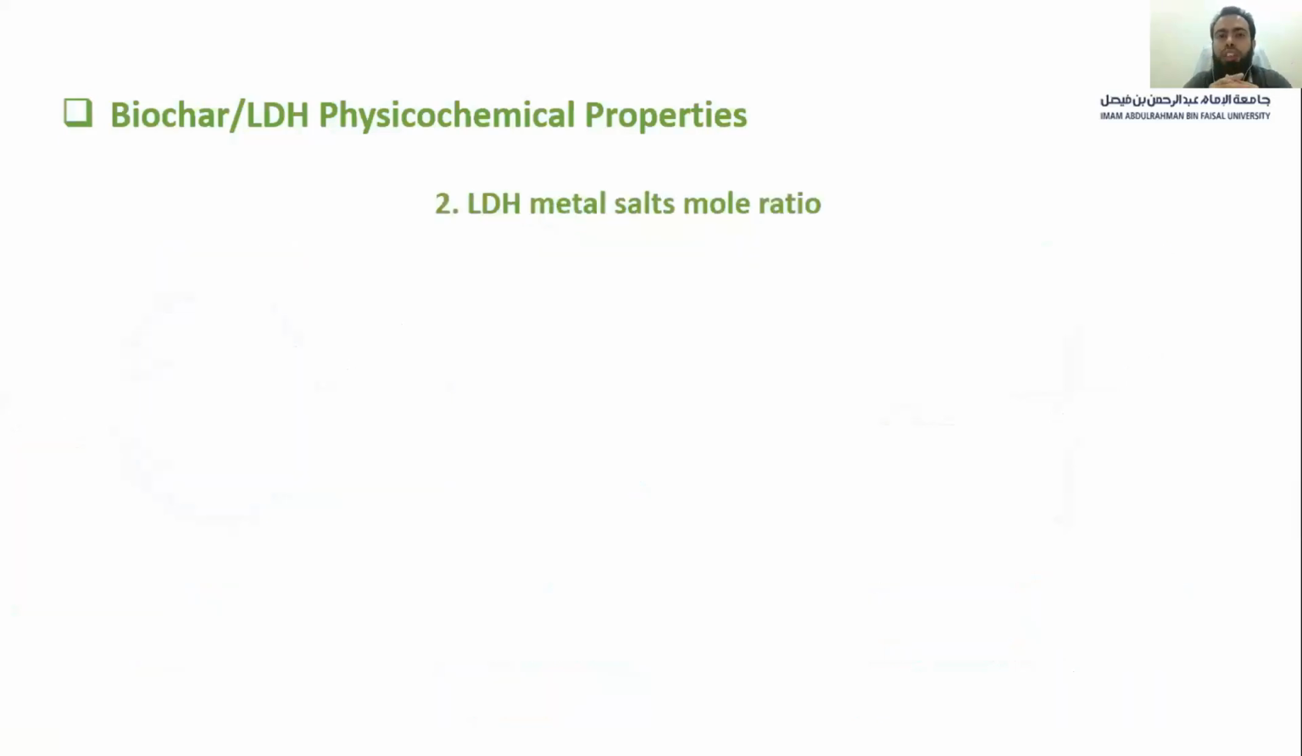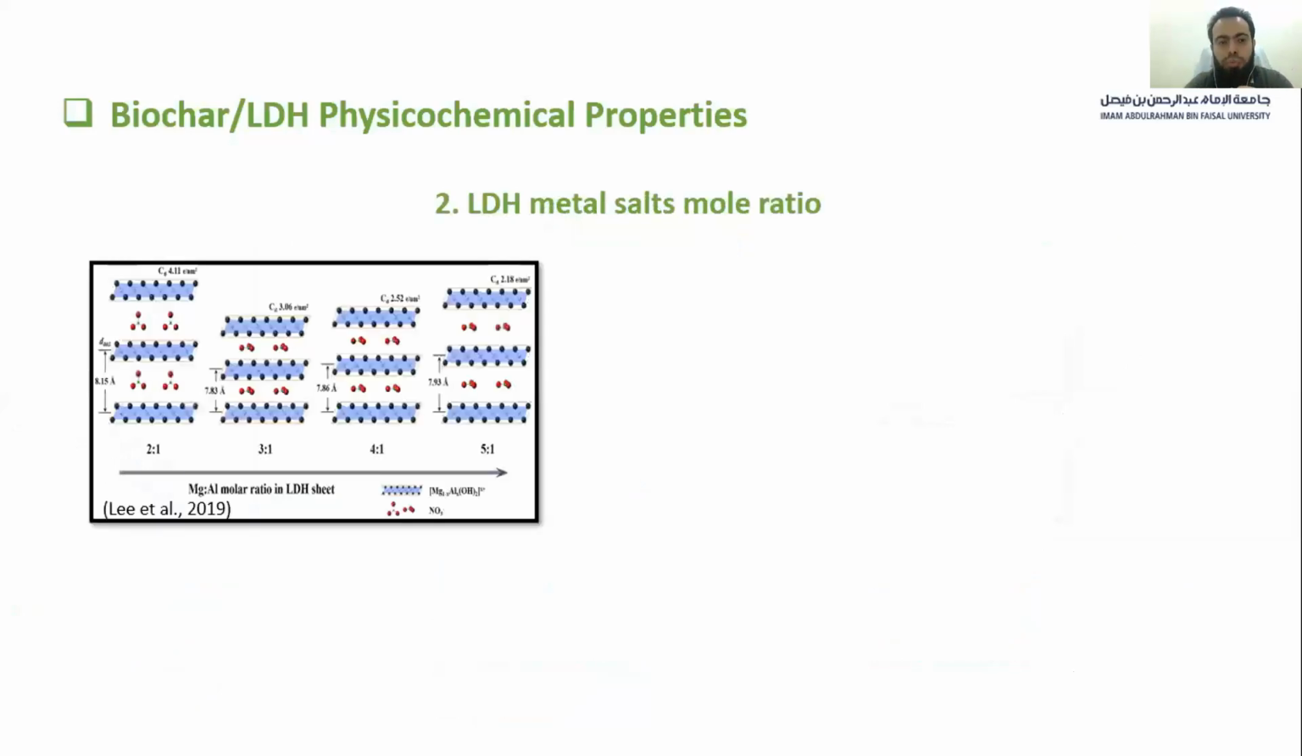The second parameter, which is most important, is the mole ratio of LDH. Lee et al. prepared biochars with different mole ratios. You can see it here. He prepared 2:1, 3:1, 4:1, and 5:1 magnesium aluminum LDH biochar. And what he found was that increasing the ratio changed the interlayer spacing, because these are flakes, and between them there are anions. You can see it here.